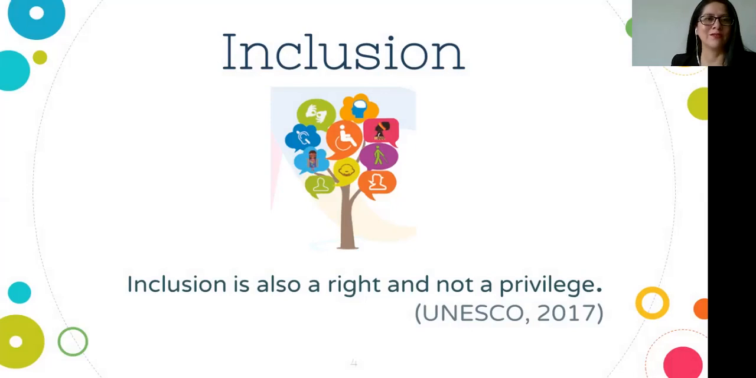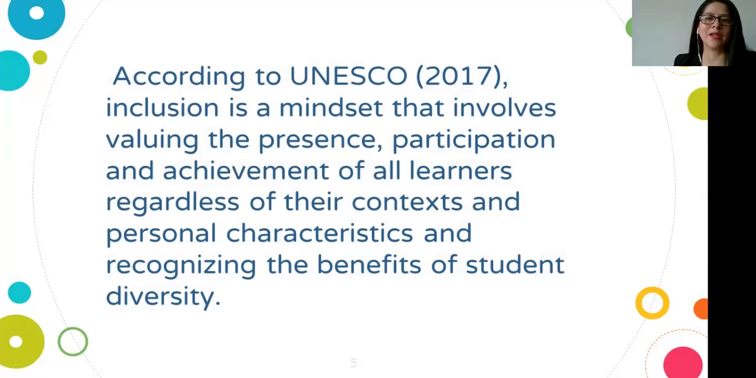According to UNESCO 2017, you don't have the privilege to be at school. The children have the right to be at school. Also according to UNESCO 2017, inclusion is a mindset that involves valuing the presence, participation, and achievement of all learners regardless of their context and personal characteristics, and recognizing the benefits of diversity.